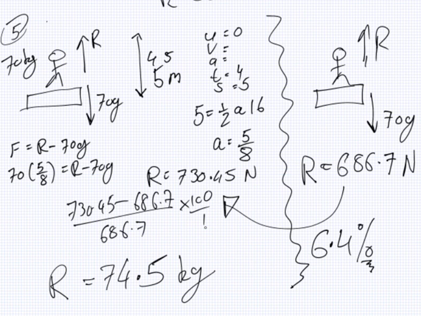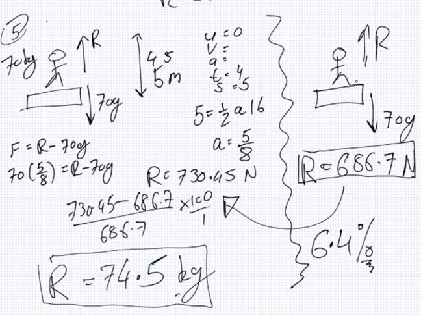I need to find the percent to get this answer. This is the final answer. This is the reaction if the lift was not moving, and this is the reaction if it is moving. This is 6% more than this. That means the weighing scale thinks he's heavier by 6%, because a weighing scale calculates the mass by using the reaction force. So if the reaction force is bigger, the weighing scale thinks its mass is bigger. The weighing scale doesn't know that it's moving.